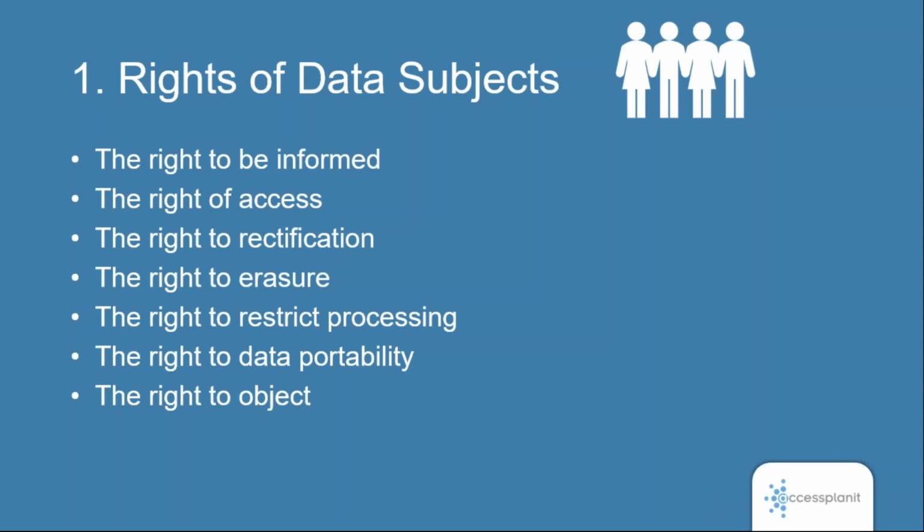So what do you need to do? You must provide individuals with information including your purposes for processing their data, retention periods for data, and who it's going to be shared with, and that's your privacy information. You must provide that information to people at the time you collect their personal data from them. So as a training business, you need to be clearly able to tell your delegates what you're going to use their data for, who it's going to be shared with, and so on.